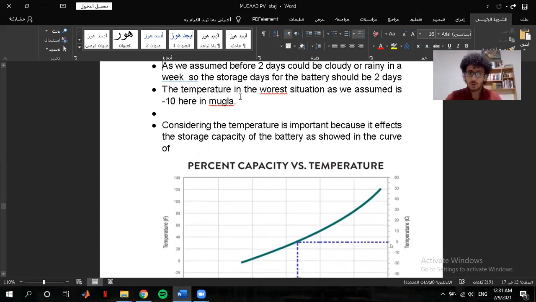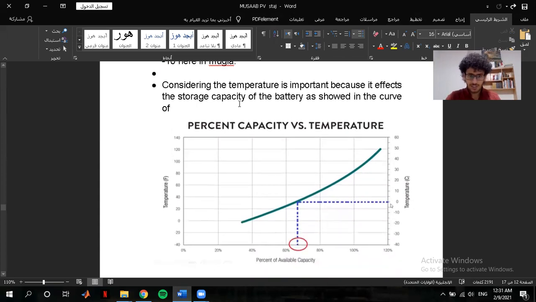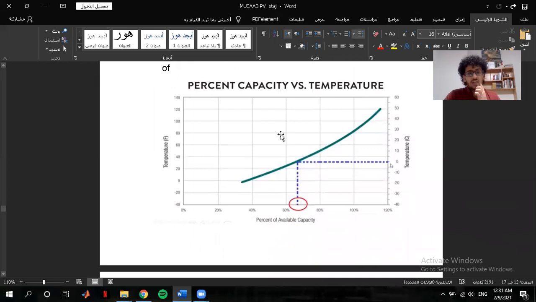The temperature in the worst cases is minus 10 degrees. Considering the temperature is important because it affects the storage capacity of the battery, as shown in the curve here. I brought this from the data sheet of the battery which I'll use in my system. When the temperature is zero, the average capacity will be 65%. As we assumed, the temperature will be minus 10, so the available capacity will be about 60%.